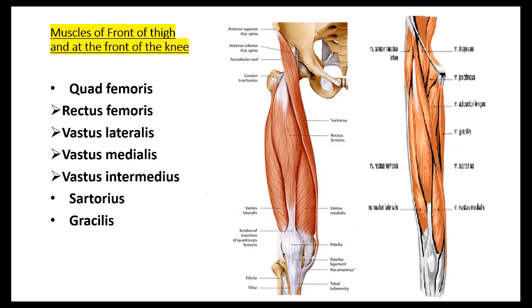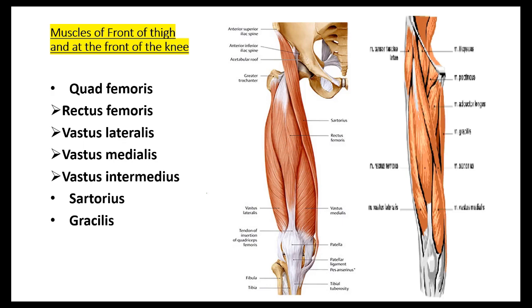So a quick revision of the muscles of the lower extremity pertaining to the knee. On the anterior aspect, the muscles do not arise from the knee area specifically, but they arise from the pelvic bone as well as the femur. So that's why the heading is muscles of the front of the thigh with respect to the front of the knee. So the main muscle is the quadriceps muscle, which has got four heads.